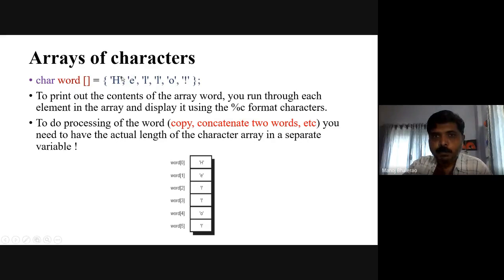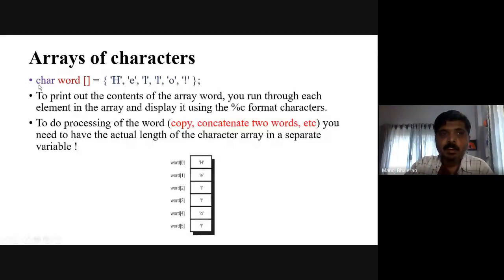To print this character array, we are going to use the conversion specifier %c. Even to scan the character array, we are going to use the conversion specifier %c. And we always prefer a for loop or while loop to scan the character array. So we can do various processing: we can copy, we can concatenate, which means we can append arrays. So you need to keep the actual length of the character array in a separate variable.